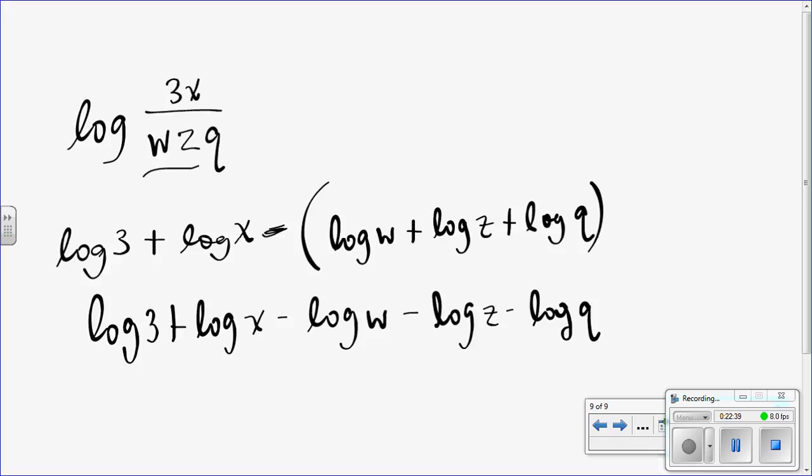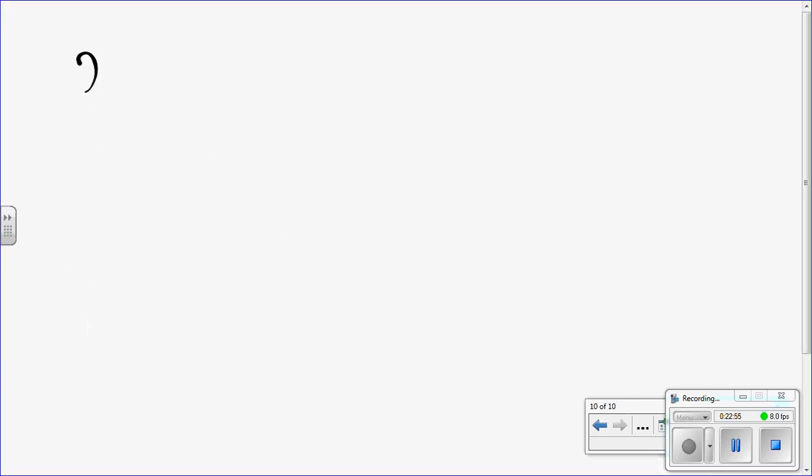Let's try condensing that. Split down. Alright, so smush that one back together. You can do these things to try it on your own.